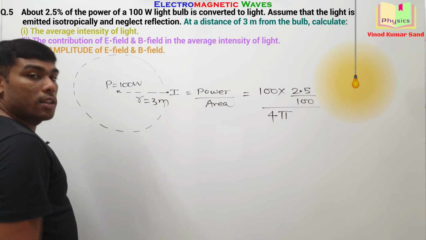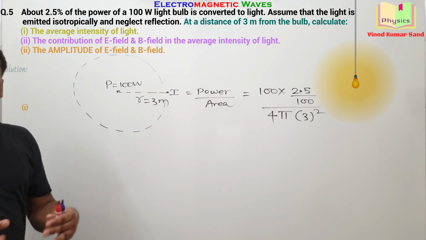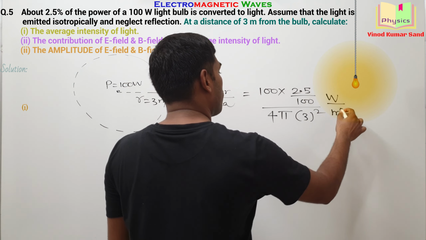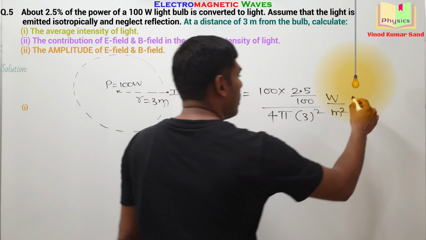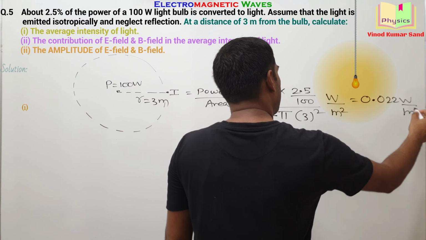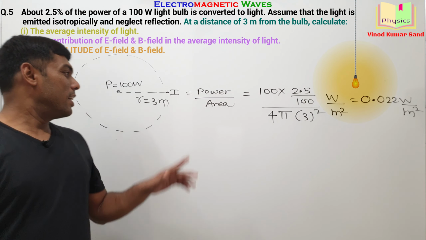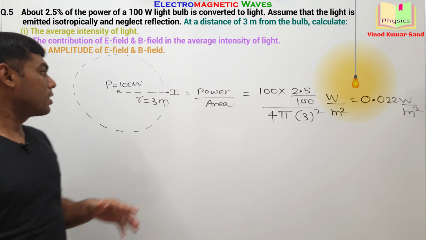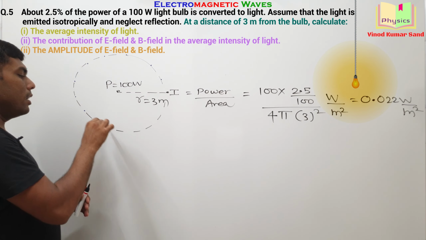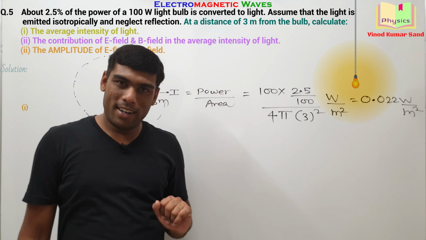Radius is given as 3 meter. So 3 square. Getting it? This will give us the intensity. Intensity will come in the units of watt per meter square. Do the numerical computation. It will be 0.022 watt per meter square. We got the first answer, the intensity at this point. On this entire sphere, the intensity will remain same, and as we go farther away, the intensity will decrease.